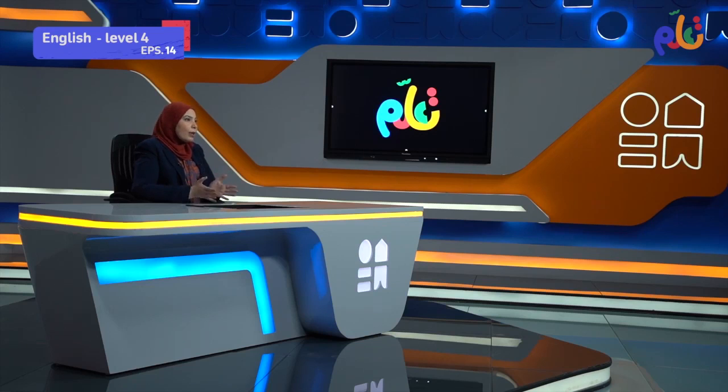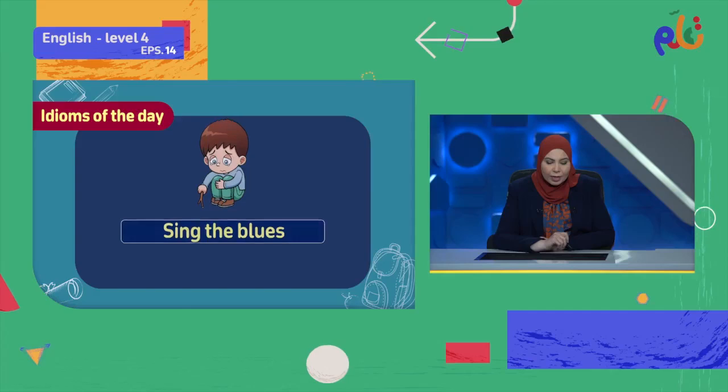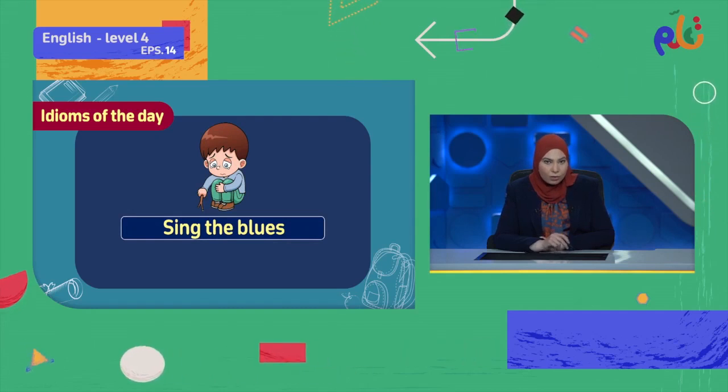And today we're still talking about complaints and problems, so our idioms are still connected to the same topic. So let's take a look at the first idiom. The first idiom that we have is called sing the blues.